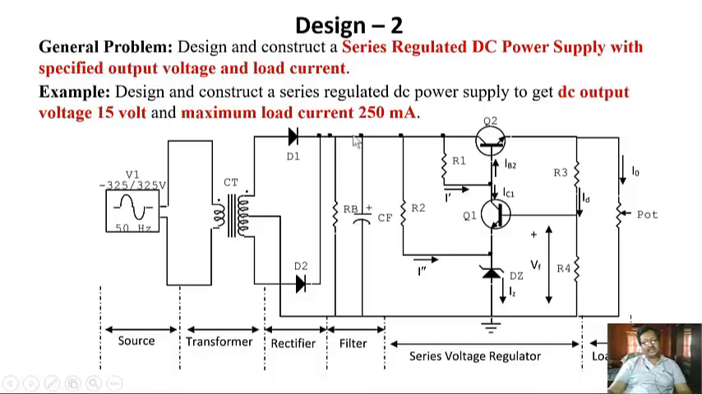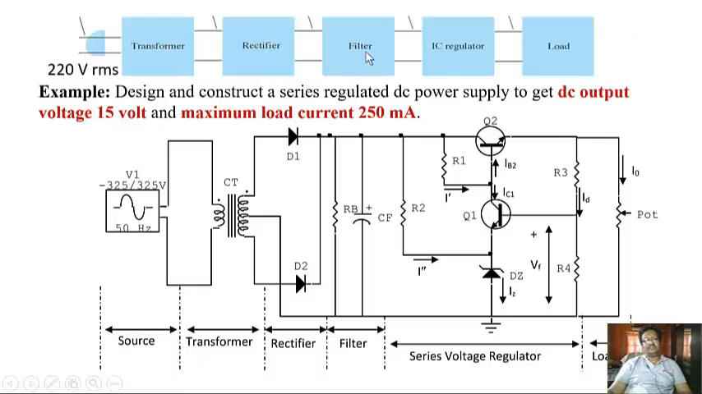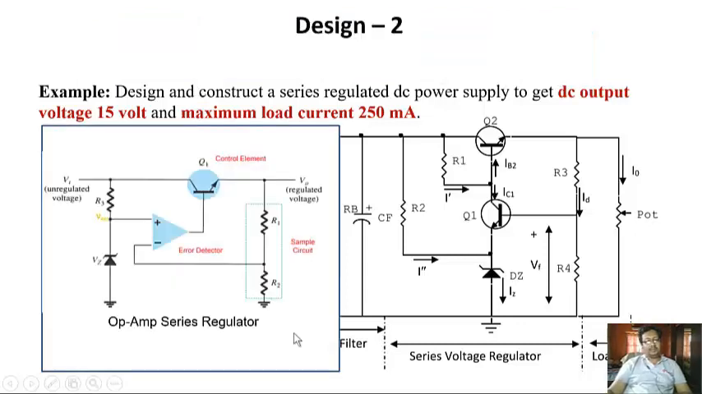This first part we have already designed in design 1, where we designed one rectifier circuit. The series regulator is our new job. This circuit consists of transformer, rectifier and filter, which has been covered in design 1. The next part is the regulator. If you compare with the op-amp based regulator circuit, the transistor Q2 functions as the control element. We call it the pass transistor.